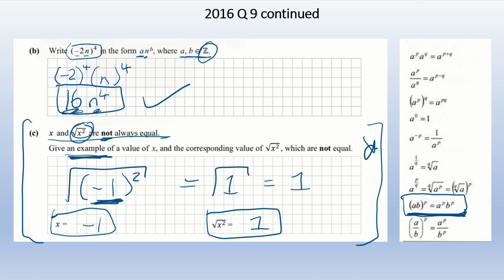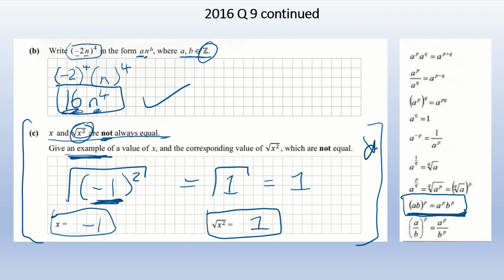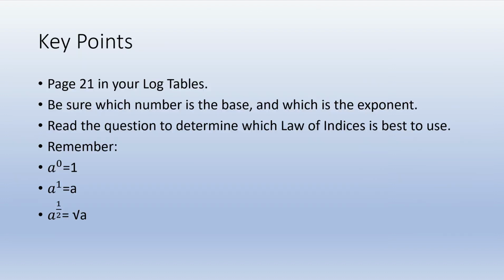All right, guys, that was 2016 question 9. That was heavily all your laws of indices, and then testing you: did you understand exactly what was going on? Just your key points down here at the bottom after all that.